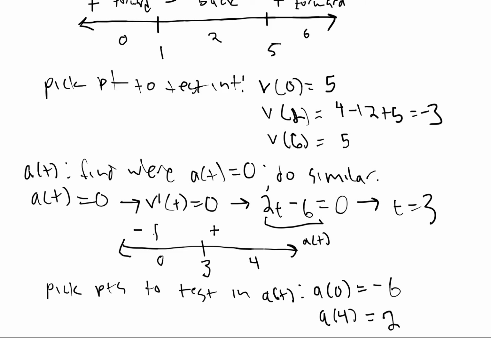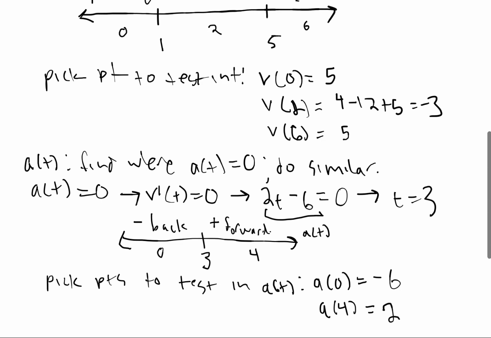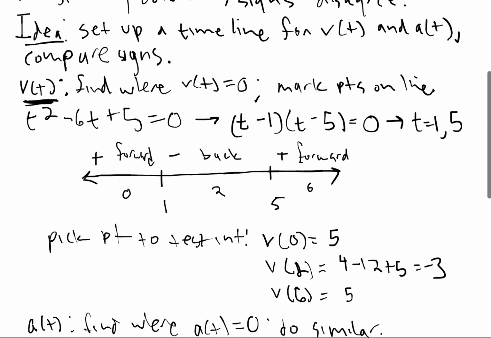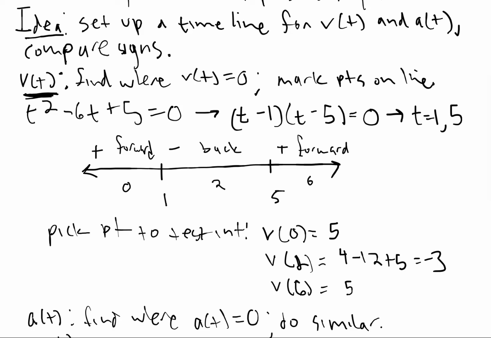So this is giving me an interval where I'm going backwards, and this guy is giving me an interval where I'm forward. Now, let's actually sum all of that up together. We said, and I'll scroll back up one more time, we needed to compare the signs, up at the top here, set up a timeline and compare the signs for each of those intervals.